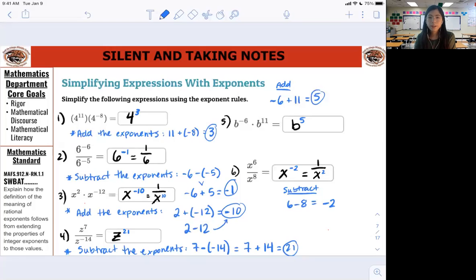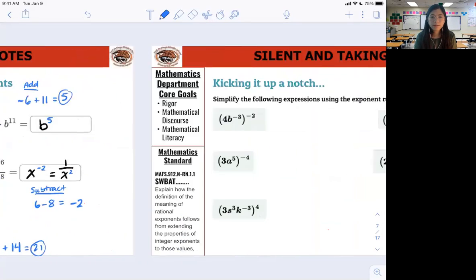So it goes both ways, right? You can either do 2 plus negative 12, or just simply think about it as subtraction, which is 2 minus 12. So we ended up with x to the power of negative 10. And since that's a negative, I know I have to make that into a fraction. So that became 1 over x to the power of 10. Okay. All right. Now let's move along.